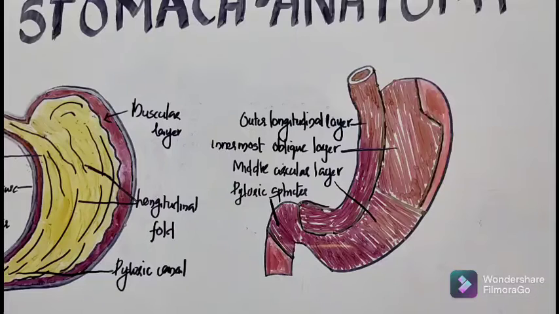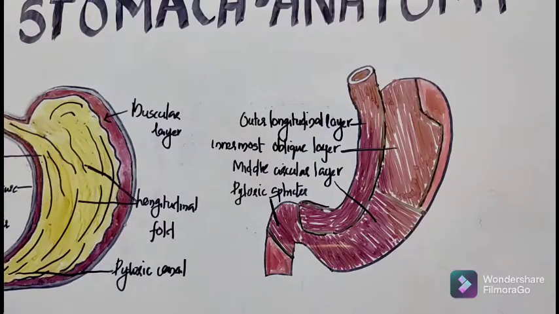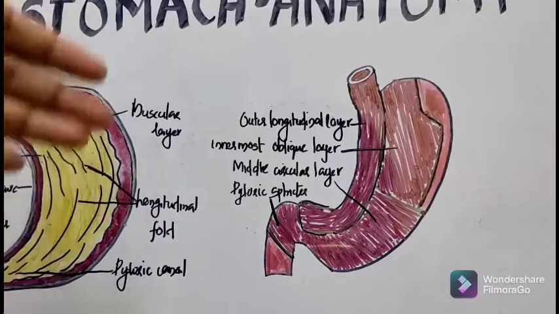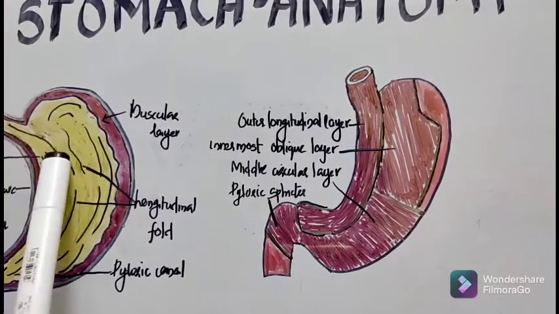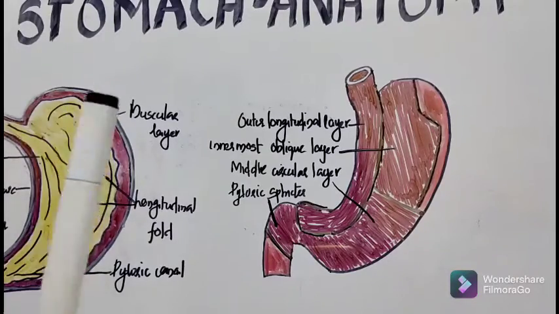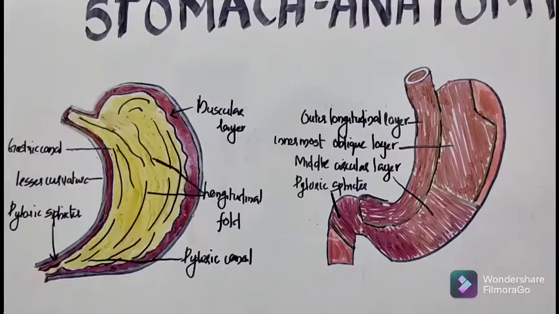Hello everyone, in this video we will continue the anatomy of the stomach. Today we will discuss the internal features of the stomach. When the stomach is cut open, the wall has 4 layers. From inside to outside, the innermost is the mucosal layer, then the submucosal layer, next the muscular layer, and the outermost is the serous layer.